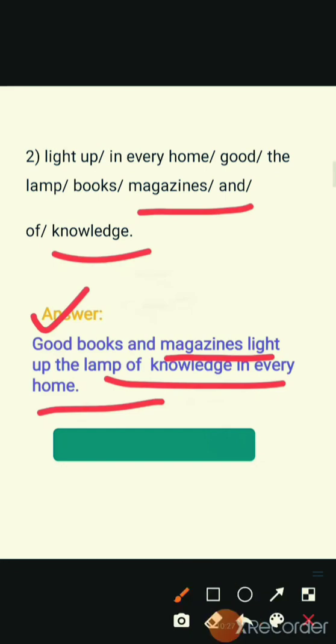Sentence reordering is very easy. Students, you just have to practice it by yourself. So I hope you have understood today's chapter. You have enjoyed it. So thank you, students.